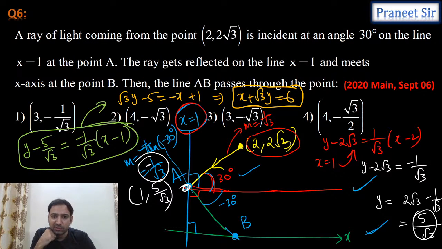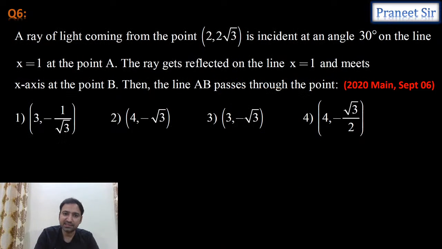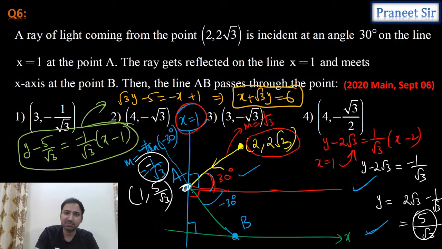Option C is satisfying, no, right? Option C is not satisfying, guys. Let's see what the answer is. The answer is the third option only, but the third option is not satisfying. Somewhere we have done wrong. Let's see where we have done wrong. So it is (2, 2 root 3), right?